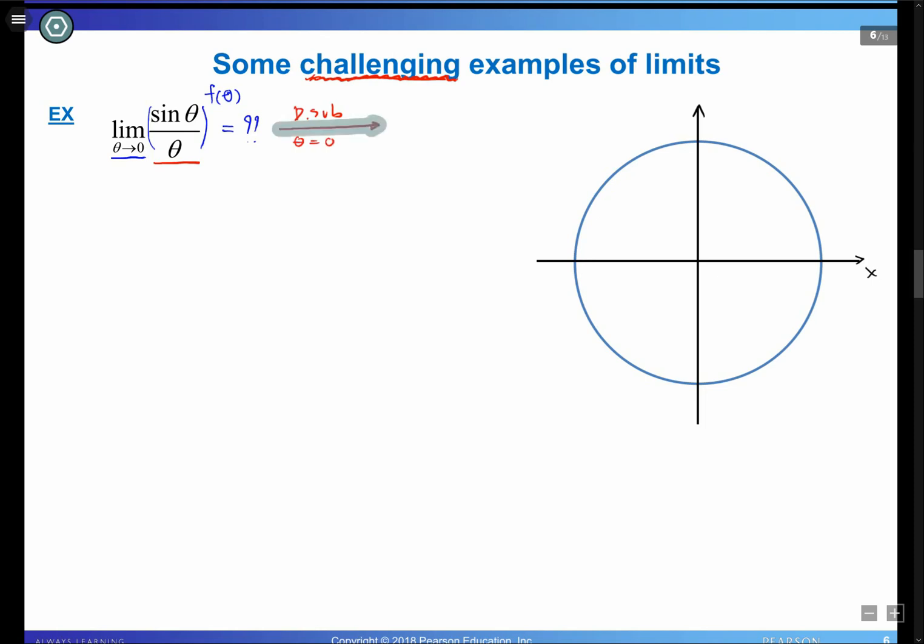Let me save some space over here. So what do we have here? We have sine theta over theta, with theta equal to 0. So we have sine 0 divided by 0. Sine 0 is equal to 0. So we have 0 over here divided by 0. So we have this form.